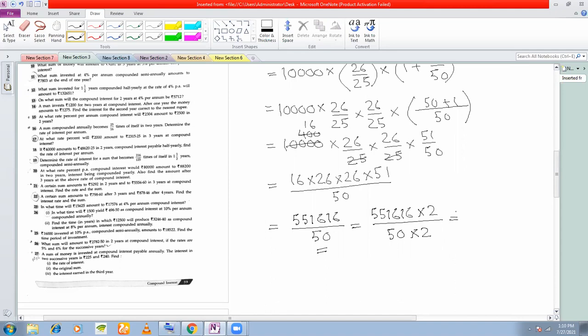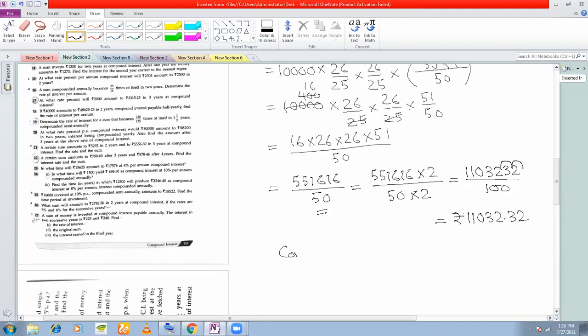So how much do I get? I get 1,103,232 divided by 100. Now, since I'm getting the denominator as 100, I can shift 2 decimal places to the left. So I get rupees 11,032.32 paisa. Okay, this is the amount.